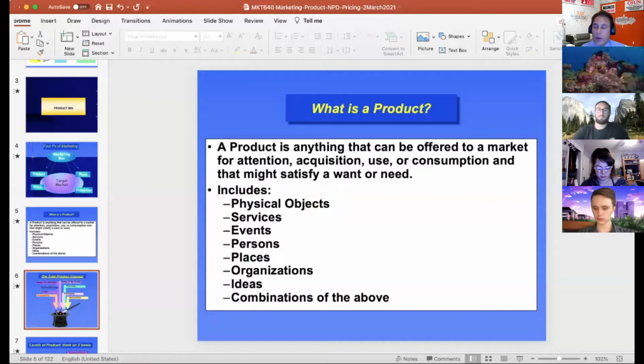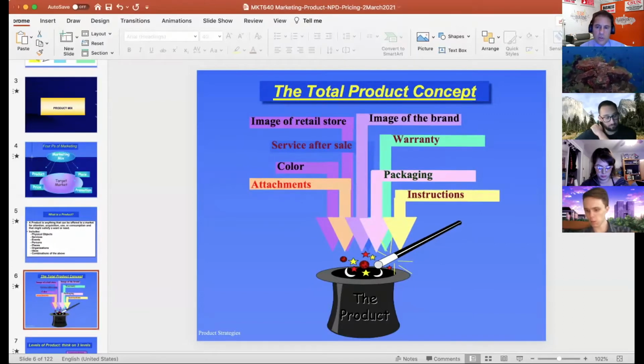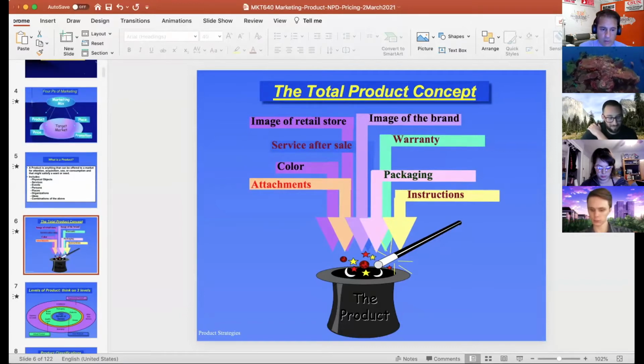The product has a product mix as well. So there's the marketing mix and there's the product mix. The product mix is all the different elements, the ingredients that you're going to have to have in order to build your product, such as the brand, the packaging, the services that you may have, the after-sales services, the warranty, the instructions, and where you're going to sell it, maybe the image of where you sell.